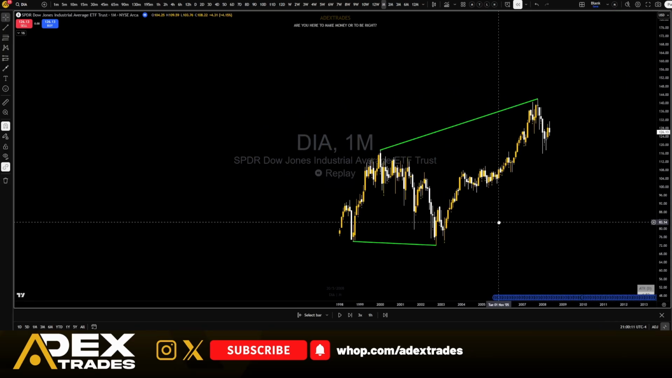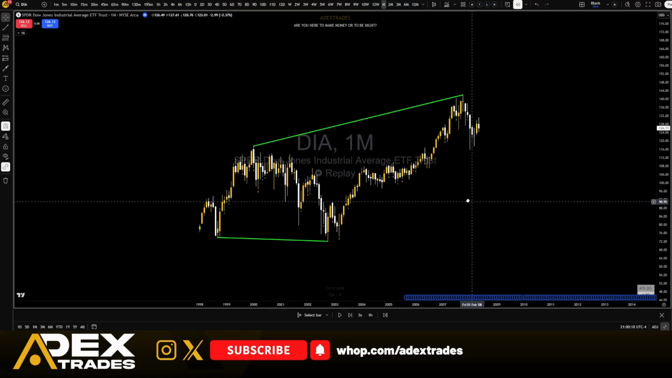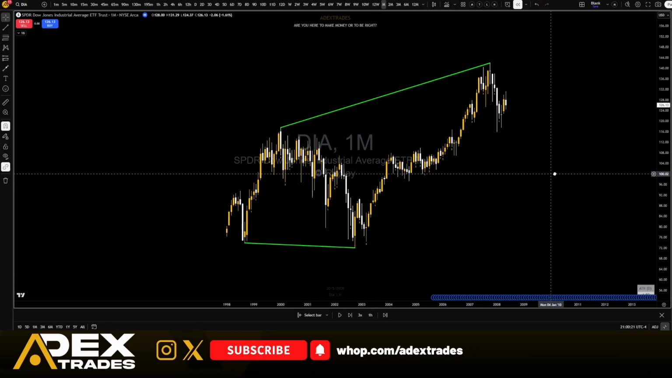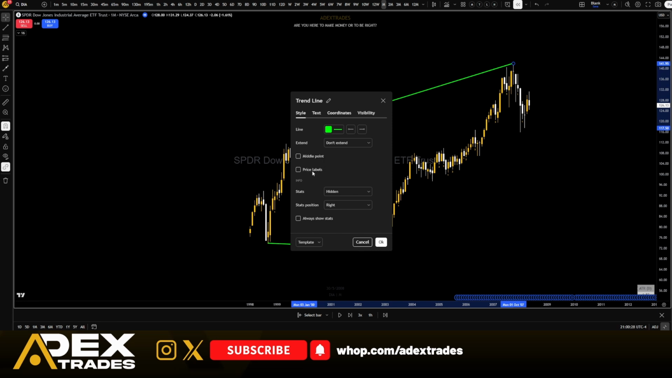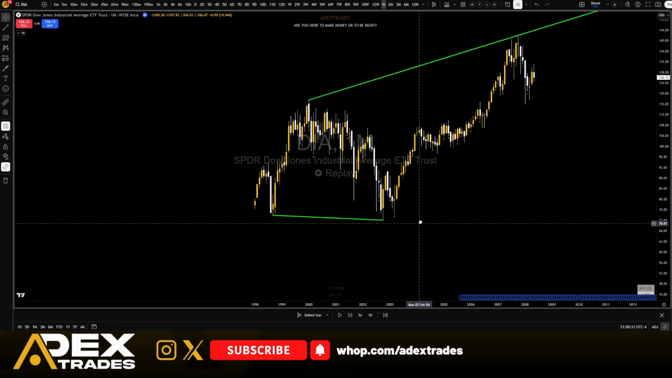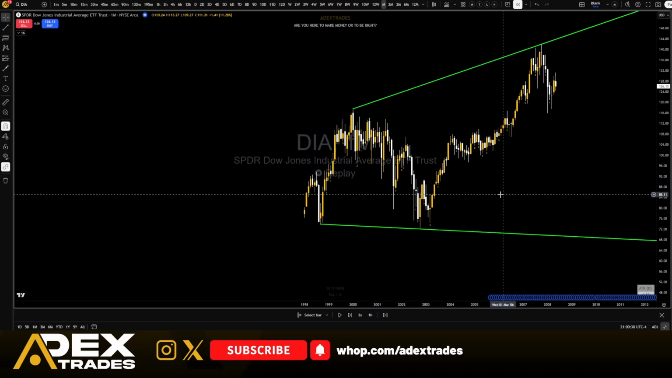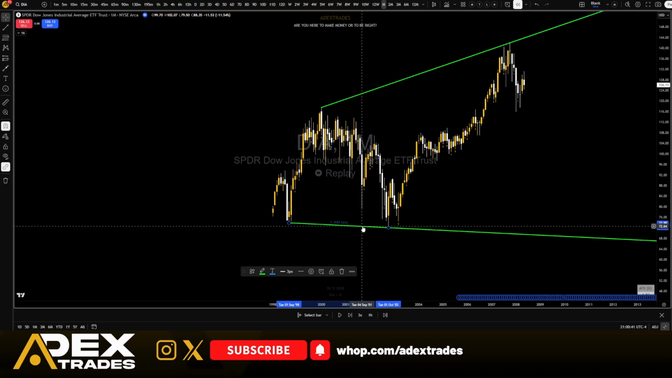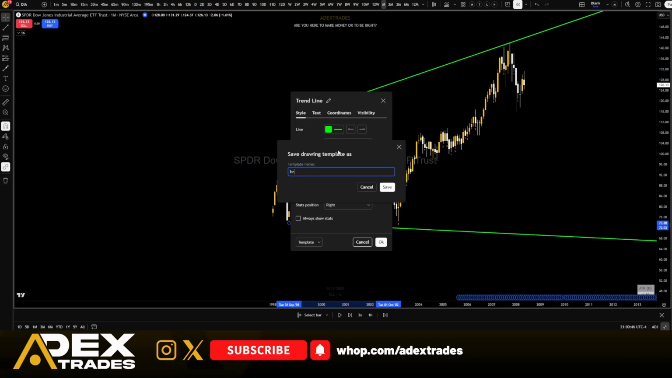Now, what else do I do? And this is TradingView or any of your charting tools. I extend the broadening formation. We know that price expands over time, or price expansion. So what I'll do is extend the right line, and I'll do this for both sides. And what you can do is save a template, save as broadening formation.